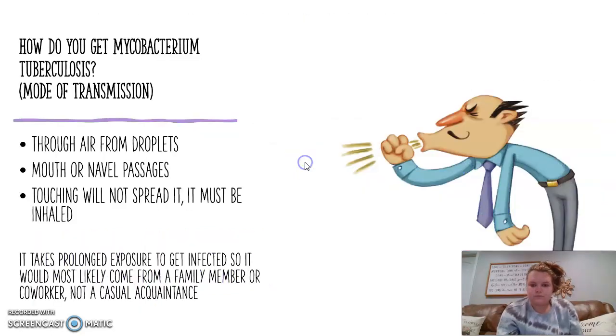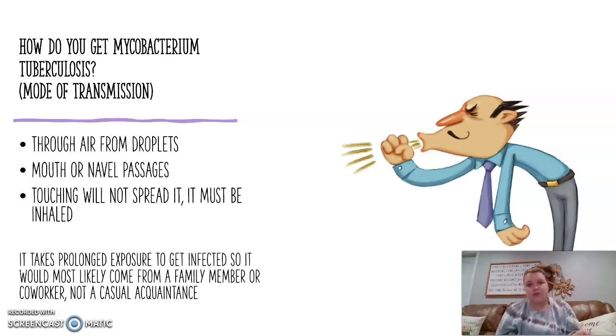So how do you get Mycobacterium tuberculosis? The mode of transmission, how does this pass from one person to another person? This travels through the air from droplets. You can get it through the mouth or the nasal passages, so your mouth or your nose, even your eyes. Touching will not spread it. It must be inhaled. It takes a prolonged exposure to get infected, so you would most likely get it from a family member or a coworker, not a casual acquaintance.